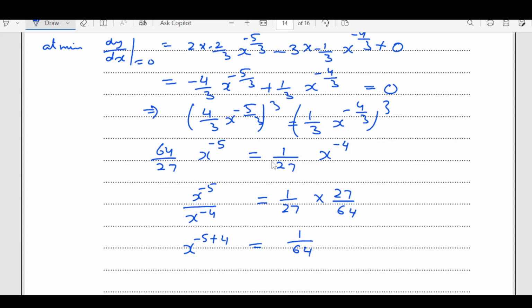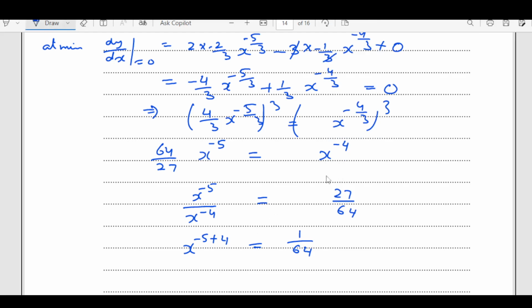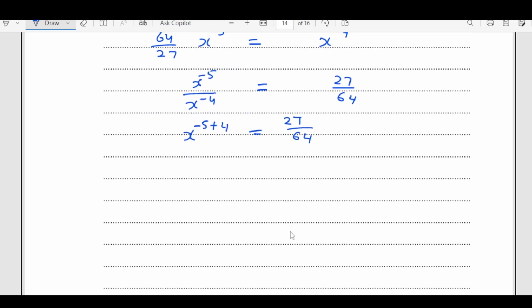do we have 1 over 3 here? No, sorry, this 3 was cancelled here, right? So there is no 3 here, sorry. Let me just erase this one, because the 3 is cancelled there, so we will not have this term here. Okay, so we have 27 over 64, right? On this side we are getting x to the power of negative 1, x to the minus 1 will be 1 over x equals 27 over 64.